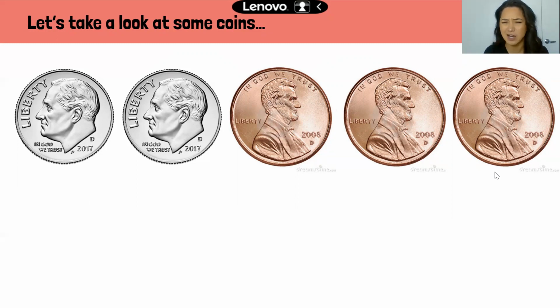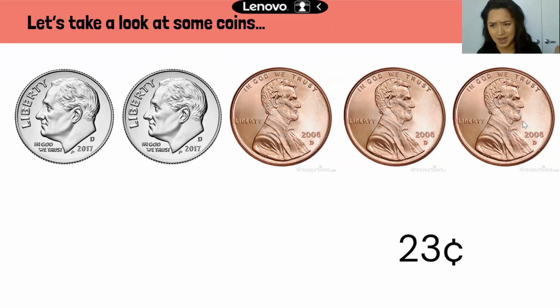23 cents. Now, I'm going to challenge you. Let's start counting from the pennies. We have 1, 2, 3 plus 10. Okay, 3 plus 10, 13 plus another 10, 23. Man, which one took longer to do? Starting with the dimes or starting with the pennies? We know it's 23 cents either way, but did it take longer to start from the dimes or from the pennies? It took longer to start from the pennies.